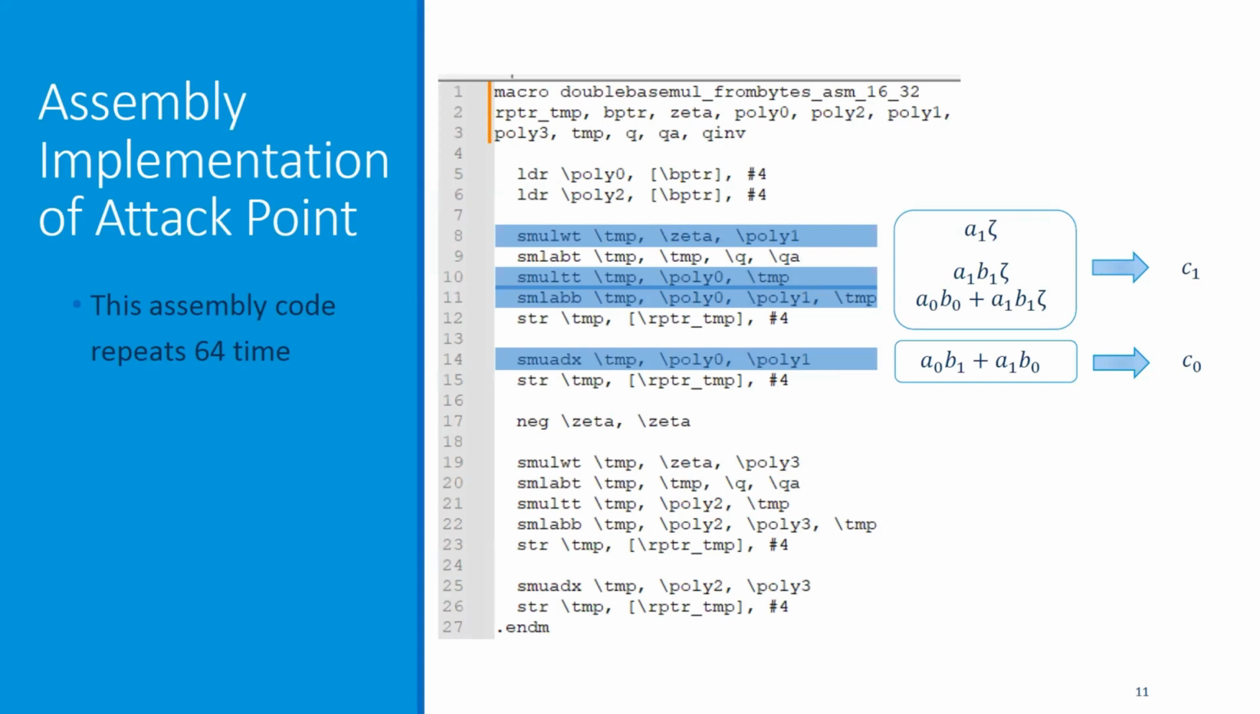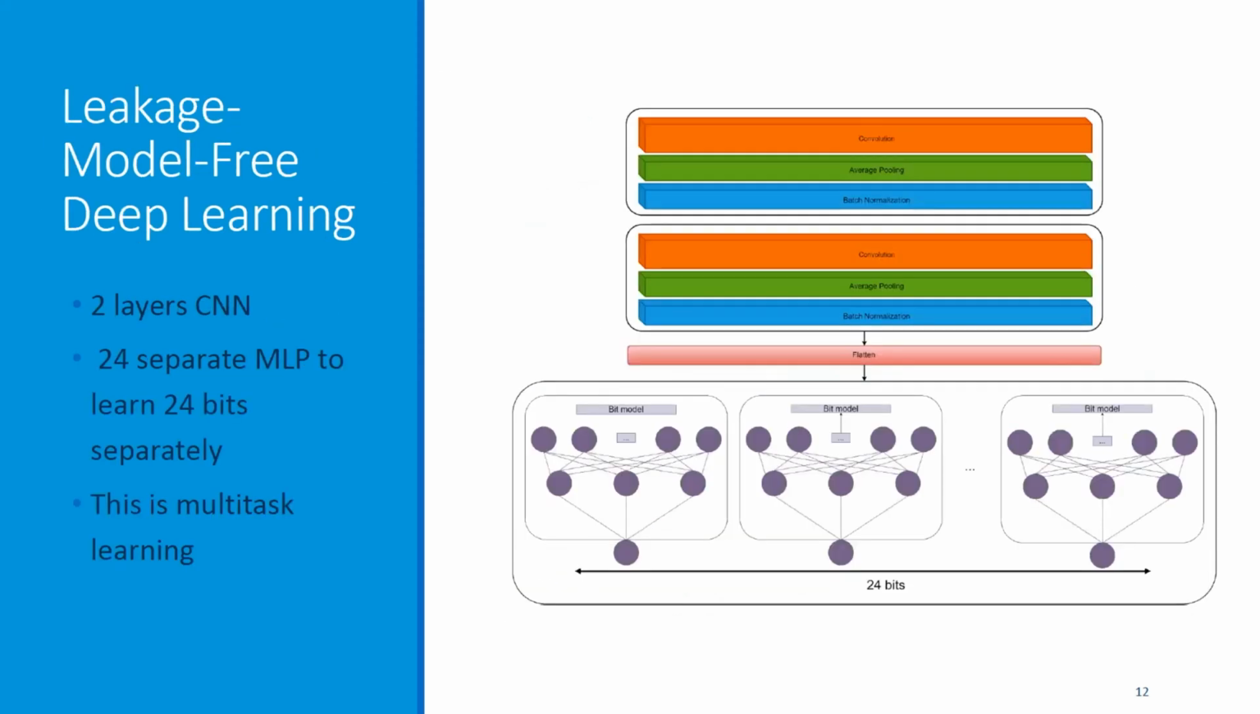And we believe that because here we are multiplying a constant with this poly1, which includes the secret key coefficients, and here we are multiplying poly1 with poly0, which includes the known coefficients of the ciphertext, we can easily recover the coefficients of the secret key using deep learning. And this is the model that we are using.